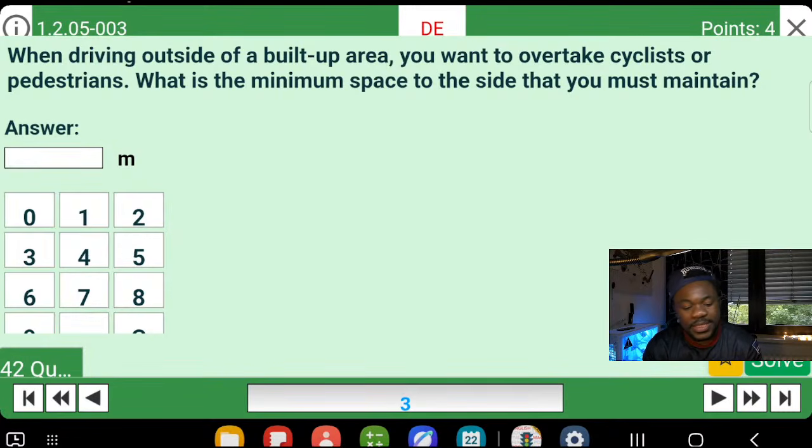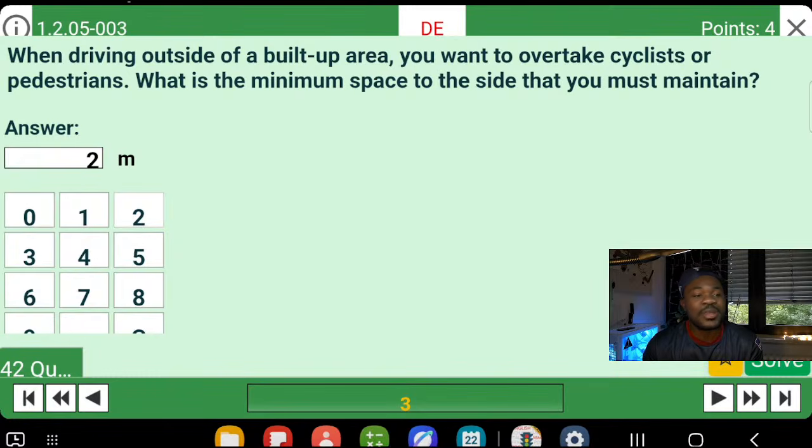Why? Because it is outside built-up area. This question is very, very confusing. You go for the exam, they ask you a question like this, but they talk about built-up area, not outside built-up area. That would be a different answer. In this case, you take 2 meters because it is outside built-up area. If it was built-up area, the correct answer would have been 1.5 meters. Because it is outside built-up area, your correct answer is 2 meters. Take note.